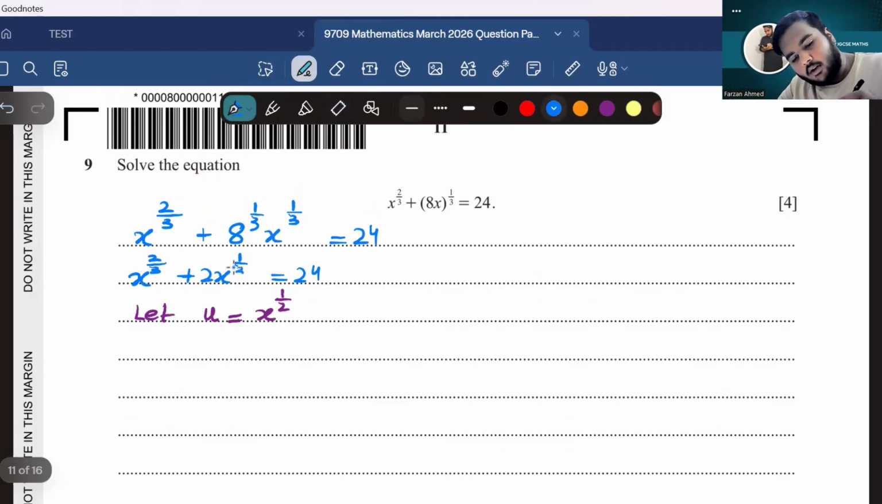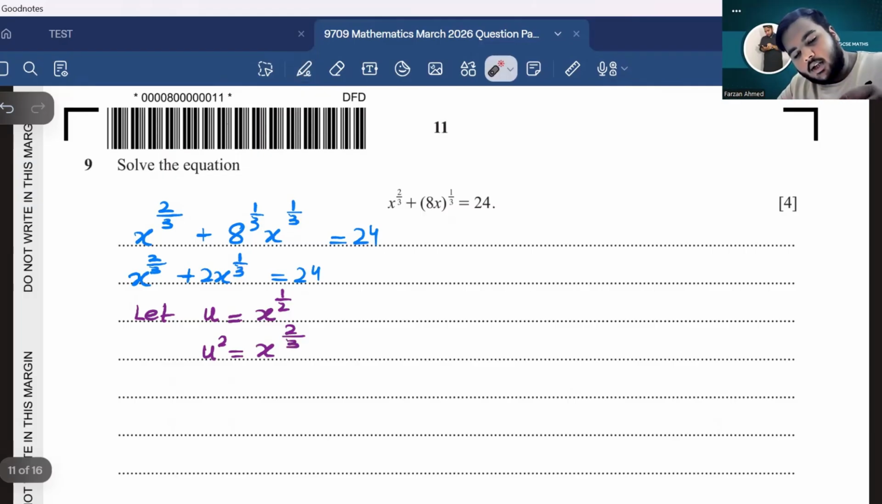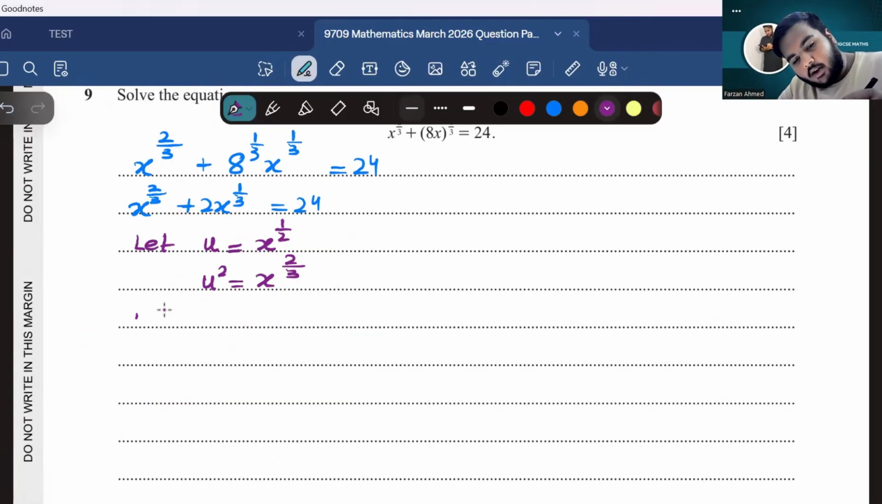Let u is equal to x raised to power 1 upon 3 and u square is equal to x raised to power 2 upon 3. So when we have this type of equation, we do it like this by letting. Okay. And now in the place of x raised to 2 upon 3, it will be u square plus 2u minus 24 is equal to 0. Now this will be u square plus 6u minus 4u minus 24 is equal to 0.